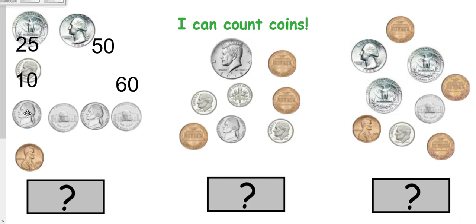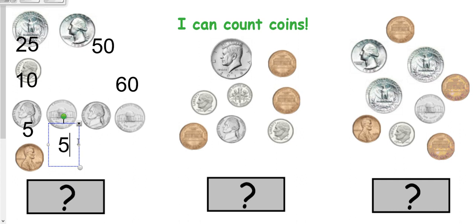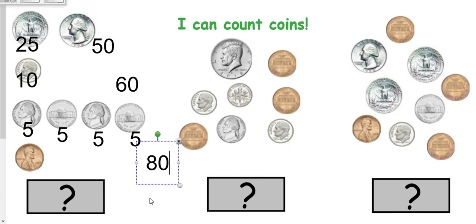Now I'm going to be counting my nickels. I know when I count nickels, I have to skip count by 5 because each nickel is worth 5 cents. So when we're counting these nickels now, we are going to skip count from 5. So let's count on from 60. Skip count with me. 60, 65, 70, 75, 80. Now we're up to 80 cents. I'm not going to count by fives anymore because I do not have any more nickels.